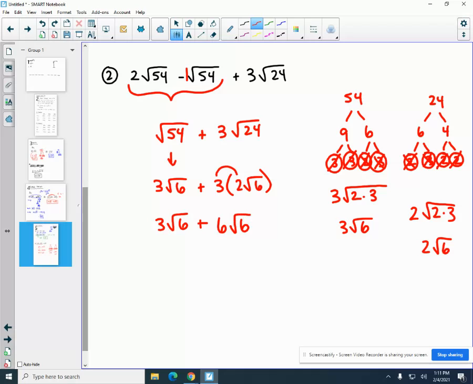And then when it comes to the addition part, we need to make sure that they are both radical 6. And since they are both radical 6, we can go ahead and do the operation.